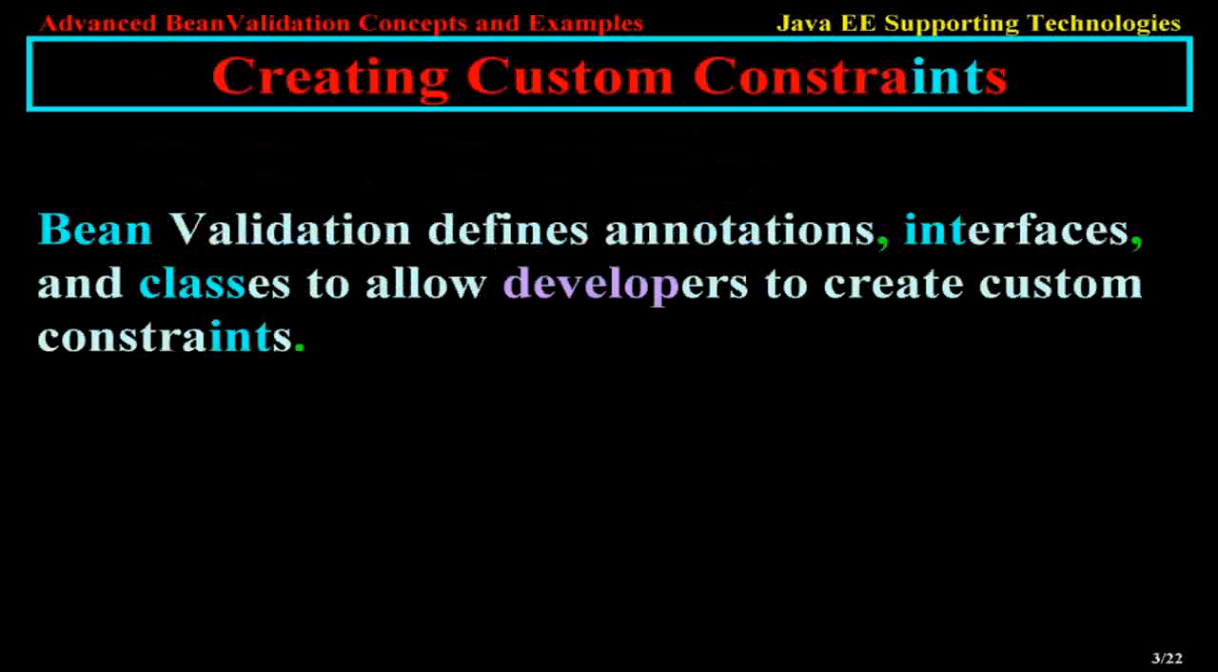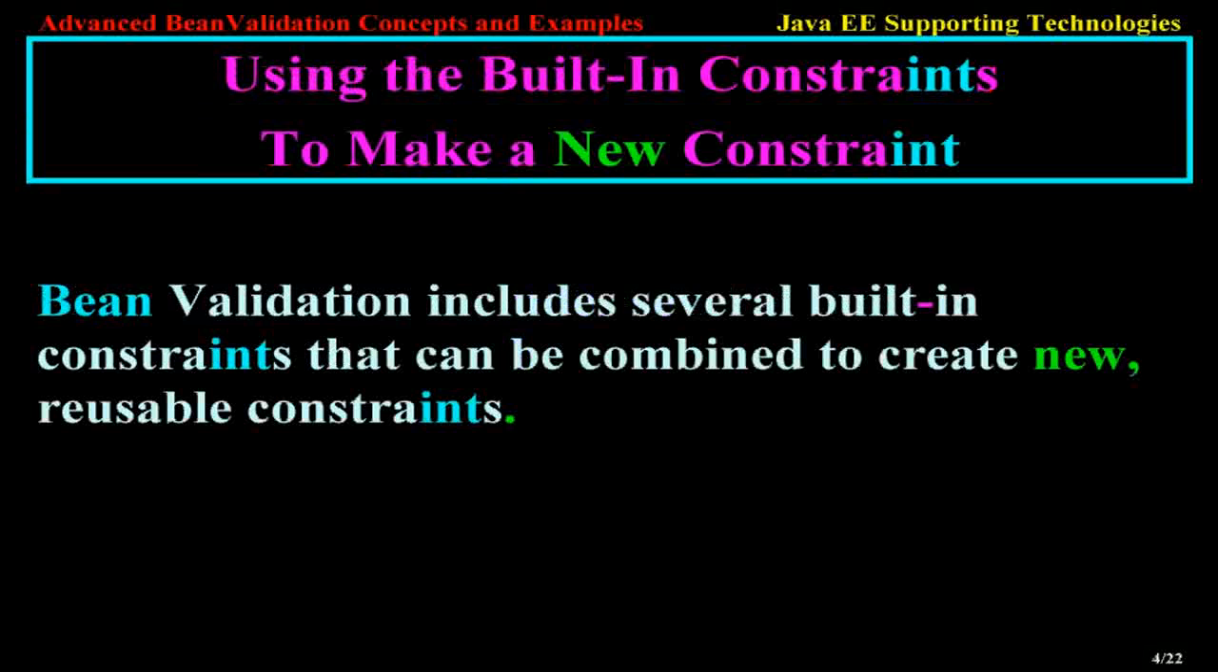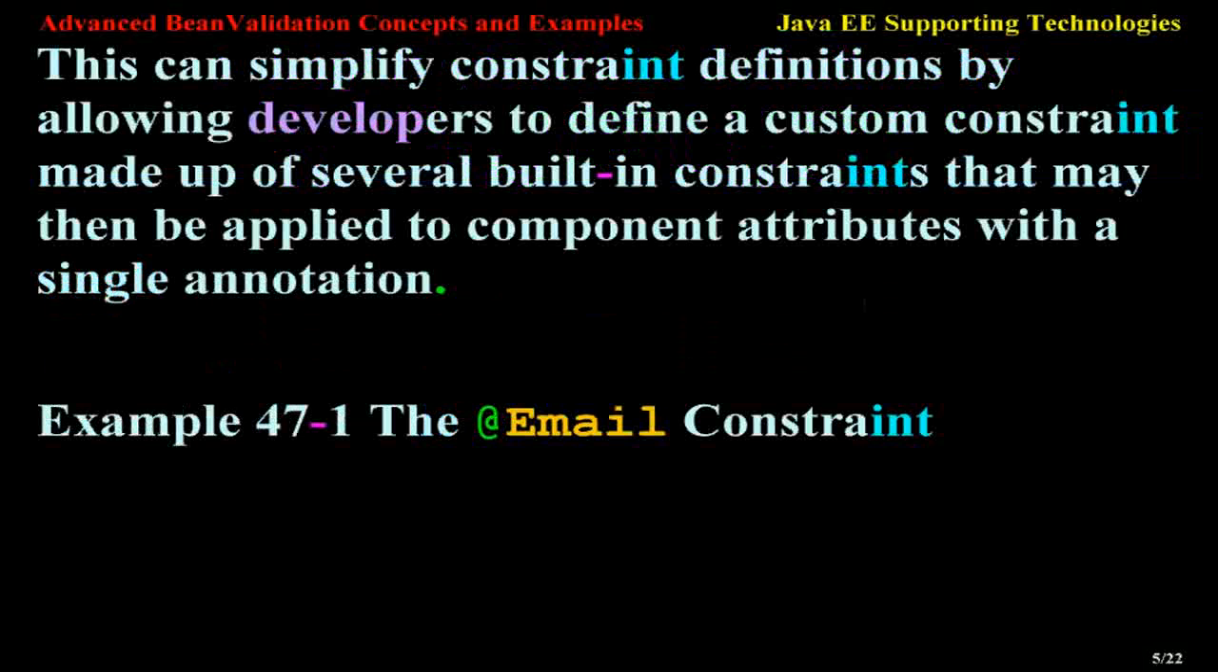Creating custom constraints. Bean Validation defines annotations, interfaces, and classes to allow developers to create custom constraints, using the built-in constraints to make a new constraint. Bean Validation includes several built-in constraints that can be combined to create new, reusable constraints. This can simplify constraint definitions by allowing developers to define a custom constraint made up of several built-in constraints that may then be applied to component attributes with a single annotation.